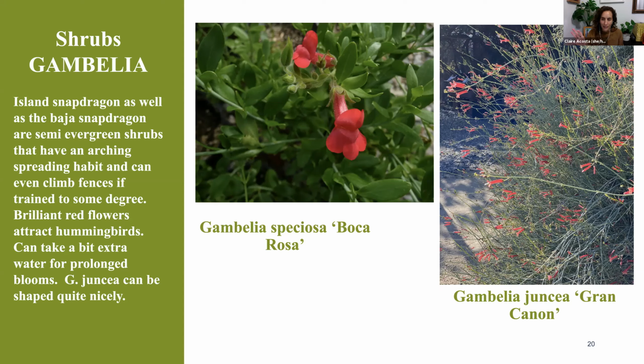The Juncea, there's the Grand Canyon, and I think there's a Punta Banda one. Anyway, the Baja snapdragons tend to be a bit more sun and heat tolerant, and the speciosa a little less so. Oh, they are cold sensitive. They don't like really cold temperatures, so that's something to keep in mind.